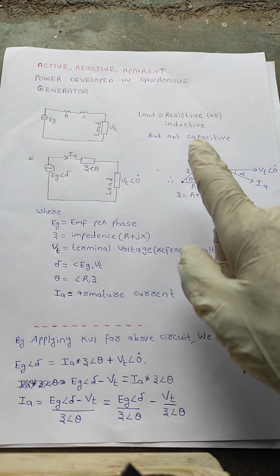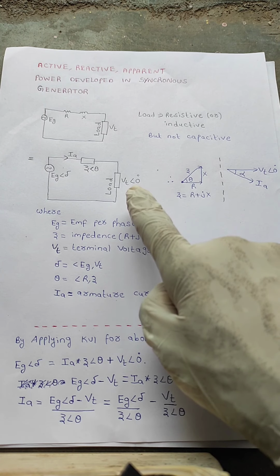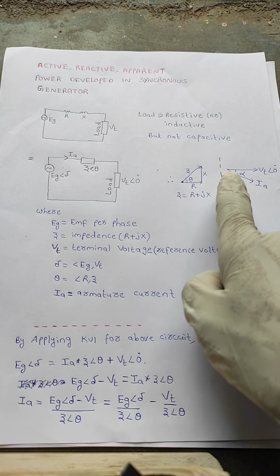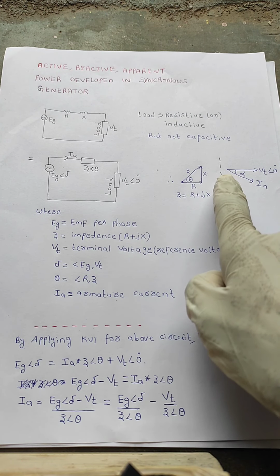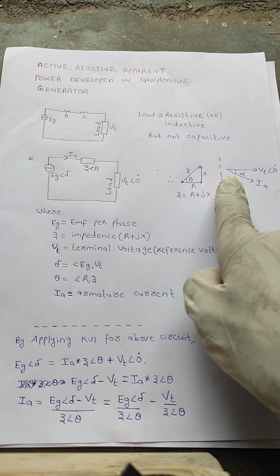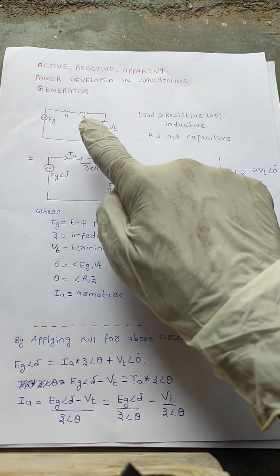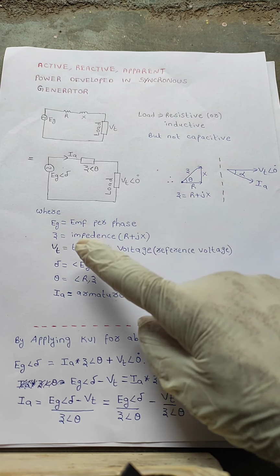terminal voltage or voltage across the load. Now I am assuming Vt as the reference voltage, that is angle 0 degrees. So whether it is a resistive or inductive load, Ia lags Vt by angle alpha. Even though it is a pure resistive load, Ia lags Vt because of this reactance, Ia lags Vt by angle alpha.